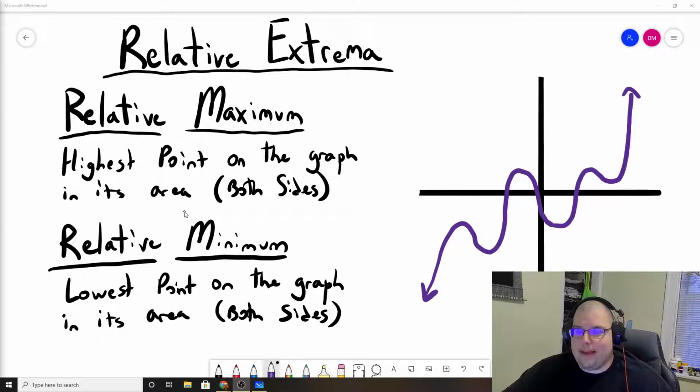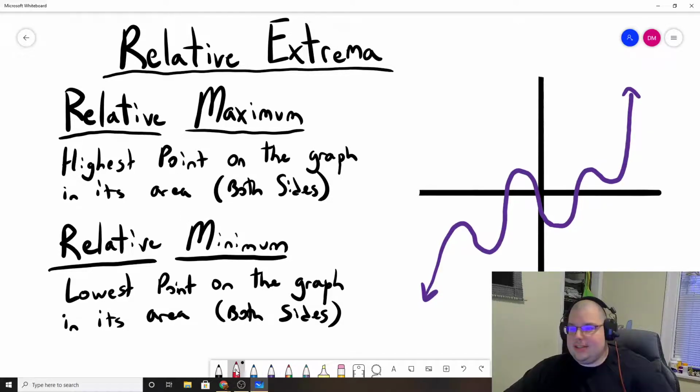Alright, welcome back. Today we're going to talk about relative extrema. The first type of extrema is a relative maximum. A relative maximum is the highest point on the graph in its area. This should be on both sides of that point, and I like to think of these as the peaks of hills. Peaks. And so anywhere we see a hill, that top of that hill is a relative maximum.